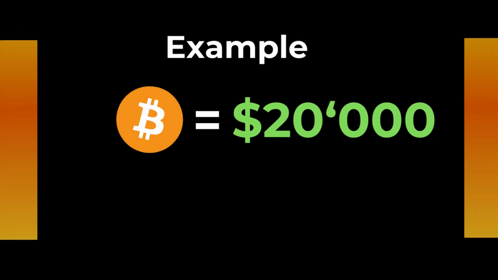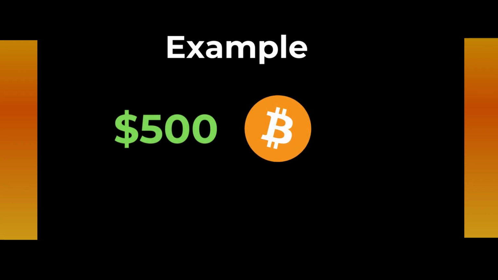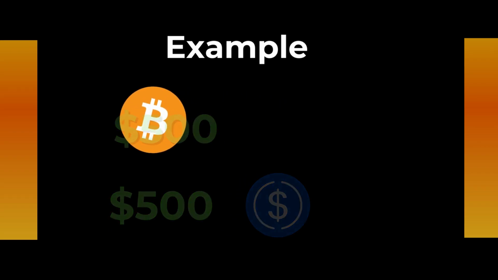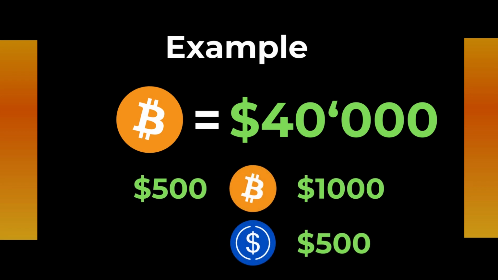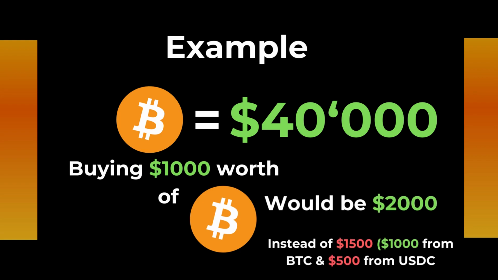Let's take the earlier example. If Bitcoin is at $20,000 and you have invested $1,000 into liquidity, $500 will go into Bitcoin and $500 into USDC. But if Bitcoin gets to $40,000, the $500 will turn into $1,000. In this case, you would have benefited more just from buying $1,000 worth of Bitcoin.